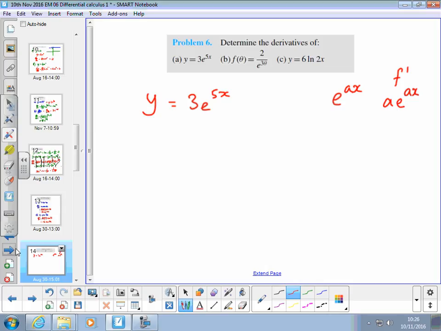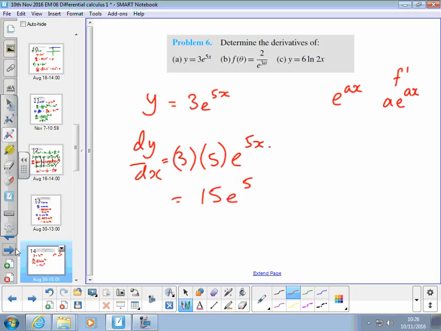So the answer to this one, what we got to do? Keep the 3, bring the 5 down, e to the 5x. 15 e to the 5x.